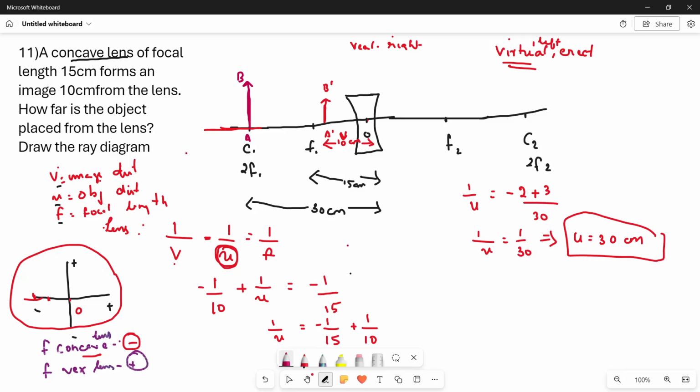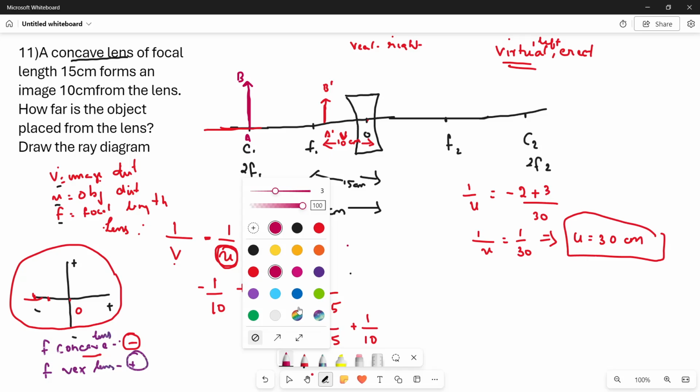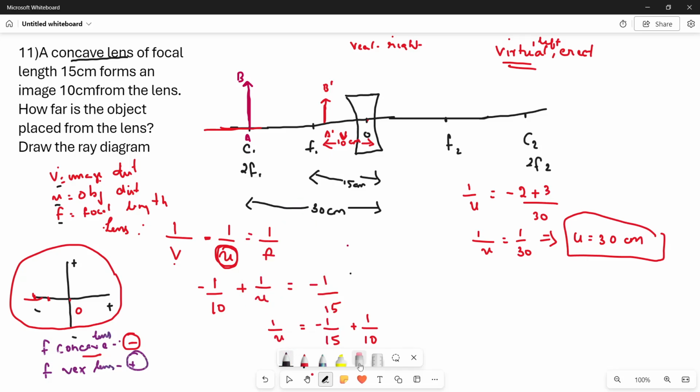So now we have to draw the ray diagram. So how is the ray diagram? Let me redraw my lens bigger so that I could actually show you the intersection of points better. A bigger lens. Okay. So the light ray parallel to your principal axis is actually diverged.